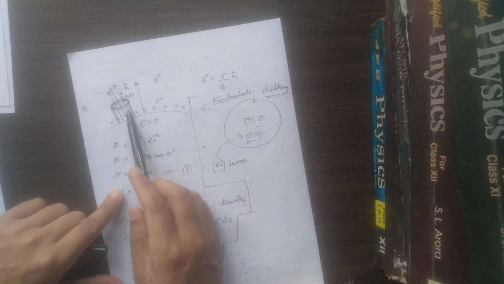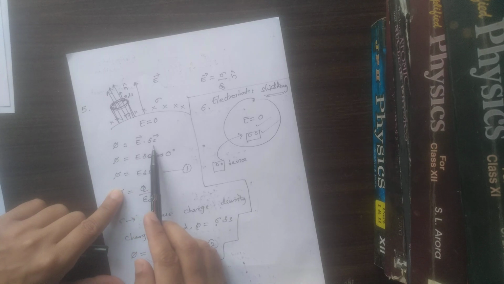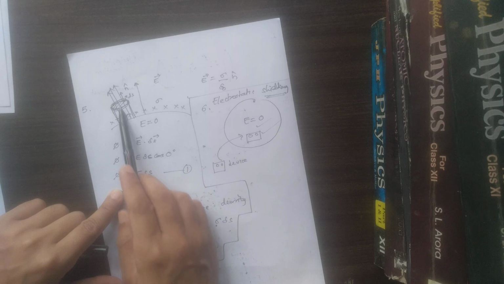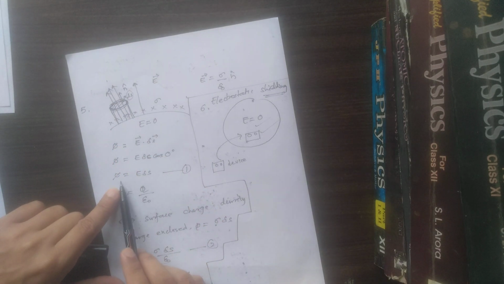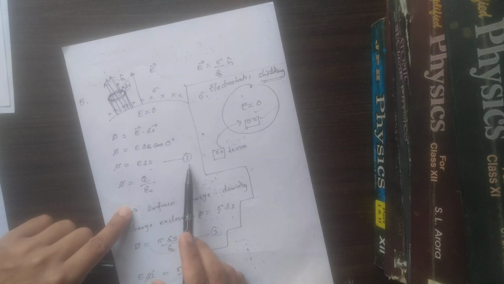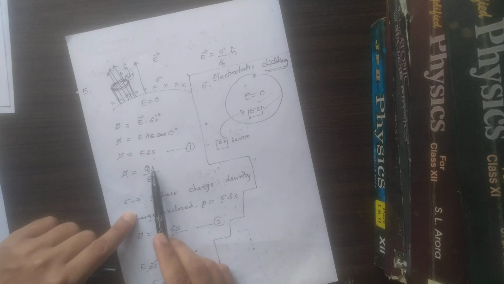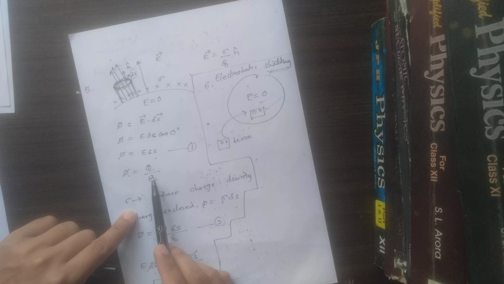So the flux through this Gaussian surface will be phi equals E dot del S. Now E and del S have the same direction, so the flux will be just E del S, which I call equation 1. Now from Gauss's law, the flux must be equal to the charge enclosed by the surface divided by the free space permittivity.